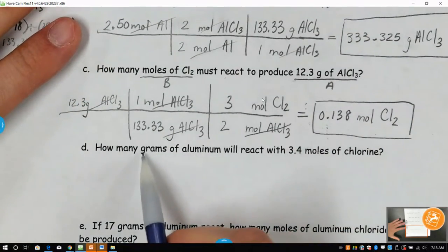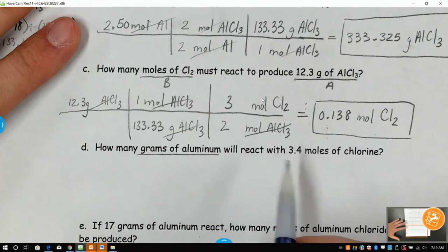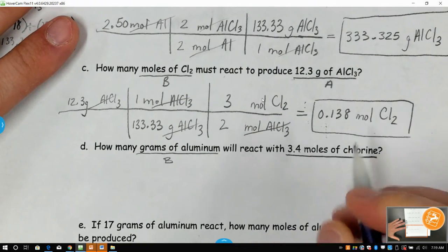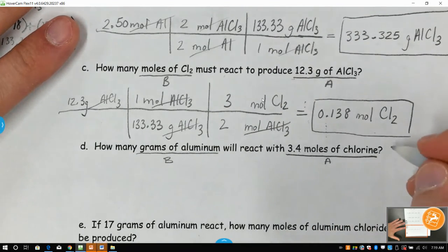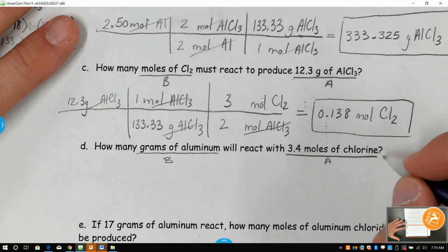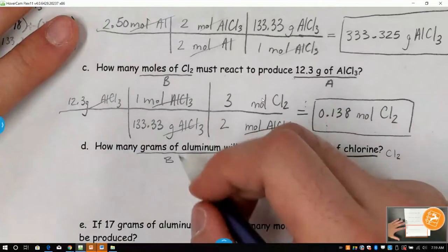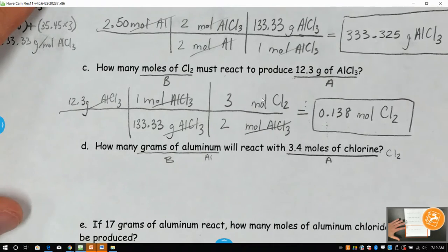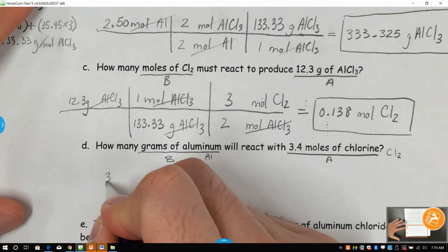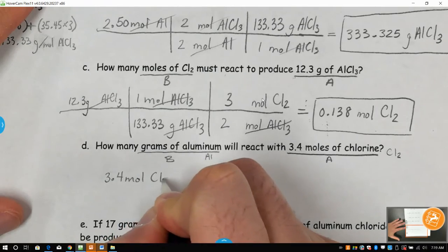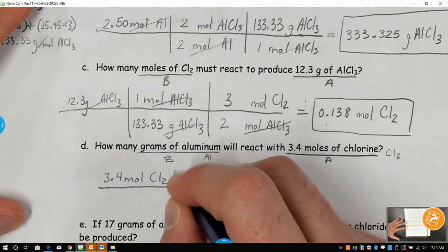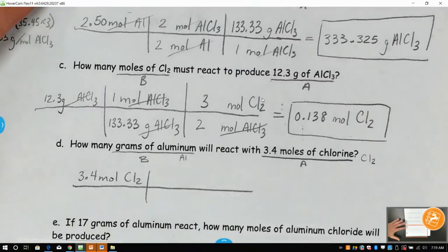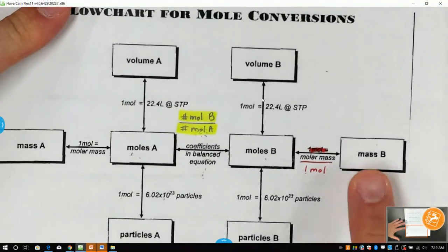D: how many grams of aluminum do we, that's what we want. That's going to be B. What are we given? 3.4 moles of chlorine. That's A. Chlorine is the Cl2, and aluminum is just the Al from the problem. So I'm going to take what I'm given and put it in the starting spot: 3.4 moles of chlorine. I'm given moles, and I want to get to mass. It says grams of aluminum, so that's mass of B.